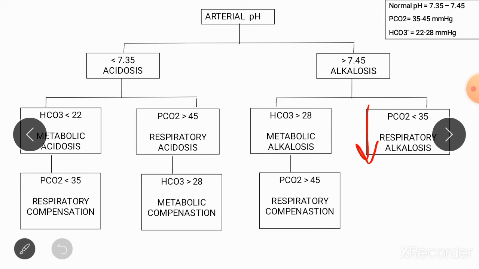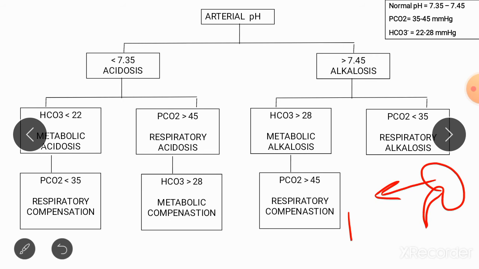So where is the fault lying? The fault is lying with the lungs. And who is going to compensate? The kidneys are going to compensate. How can kidneys compensate for respiratory alkalosis? The kidneys can compensate for respiratory alkalosis by throwing out a lot of bicarbs in the blood and reducing the levels of bicarb in the blood.